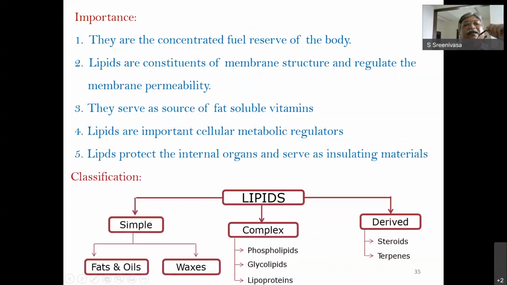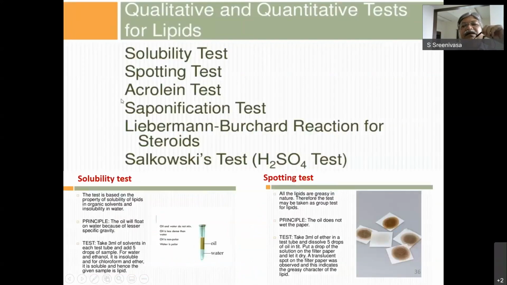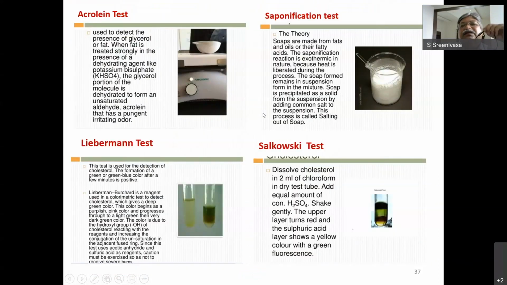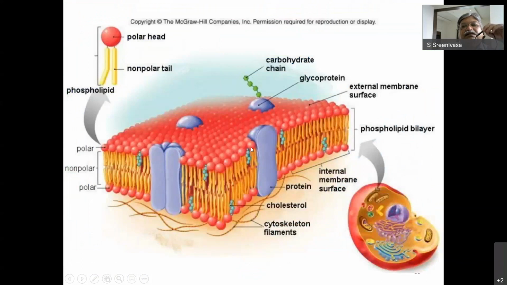Their classification: there are quantitative and qualitative tests for lipids, solubility test, spotting test, acrolein test, saponification values, Liebermann-Burchard reaction for steroids. So many things you can carry out skillfully. All these things need skill, right? All the things. And this is the lipid.